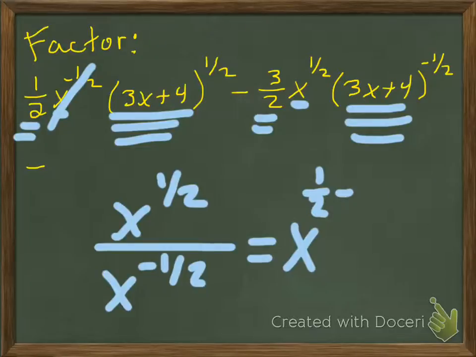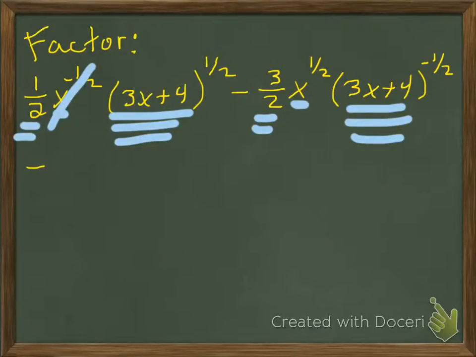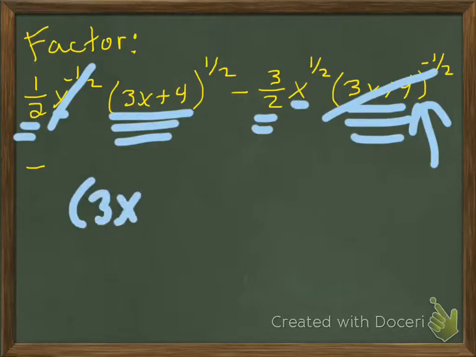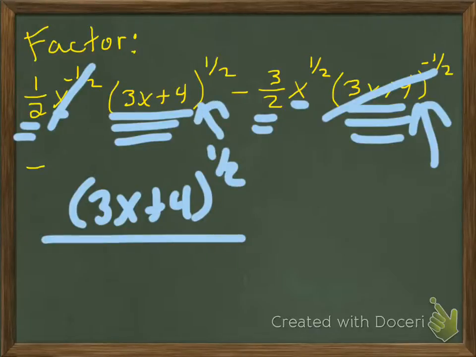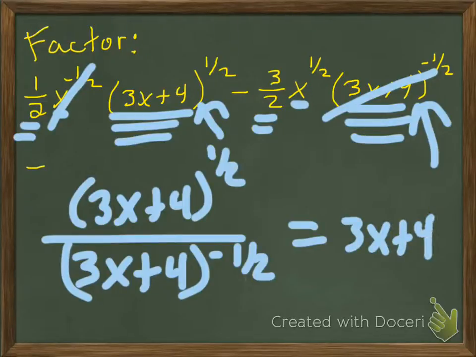Then for the (3x plus 4)'s, we're going to factor out (3x plus 4) to the minus 1/2, so we'll be factoring that term out. When we factor that, this part's going to be gone, and we'll have (3x plus 4) to the 1/2 looking at this term. When we divide it by what we're factoring out, which is (3x plus 4) to the minus 1/2, it's going to be just like with the x's to the minus 1/2. We're going to subtract our exponents. We're going to be left with (3x plus 4) to the first power for this term right here.